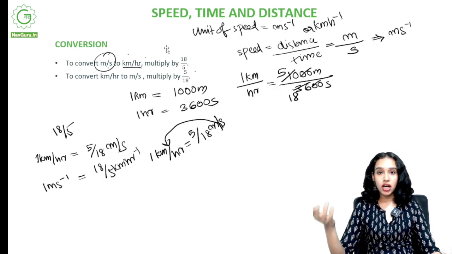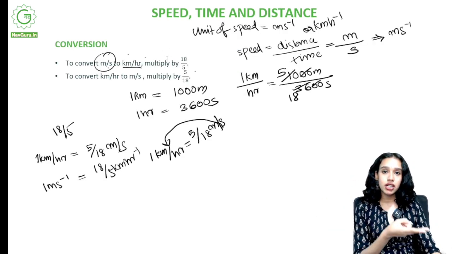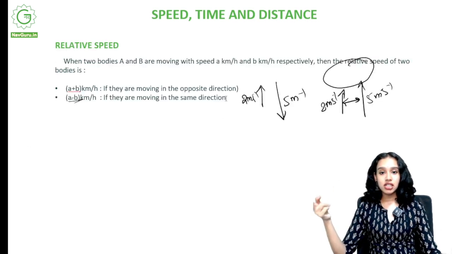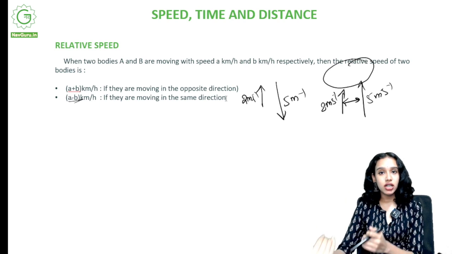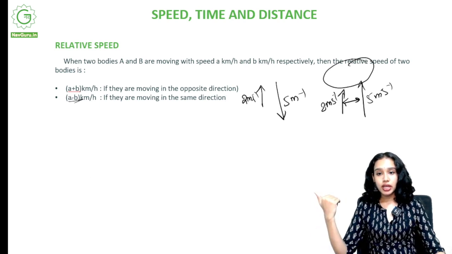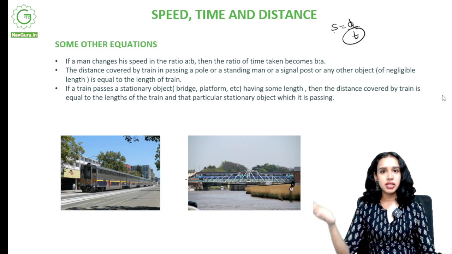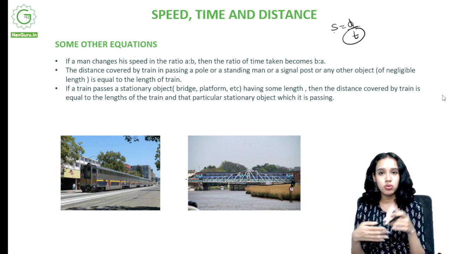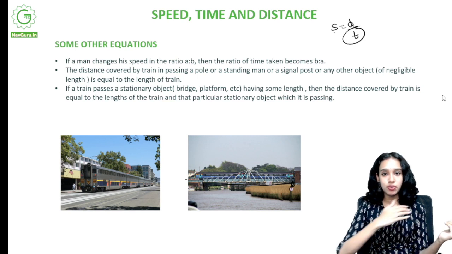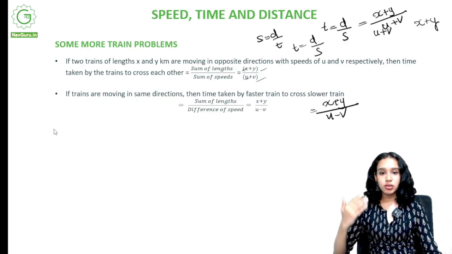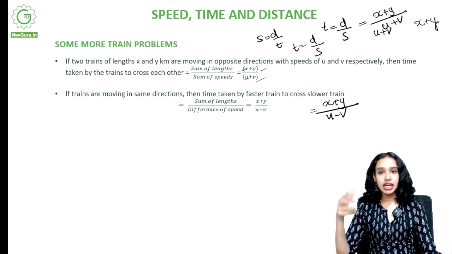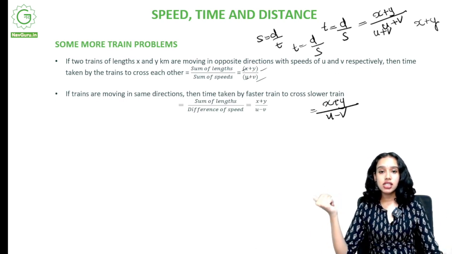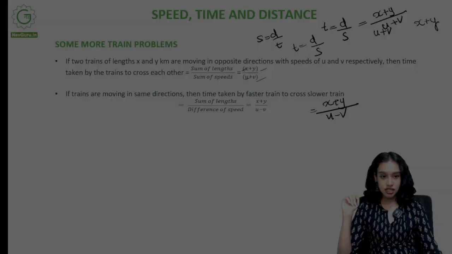Now we learned how to convert from meter per second to kilometer per hour and kilometer per hour to meter per second. Now we have relative speed, that is one object's speed relative to the other object, right? Now we have the cases where the train is passing through. What is the distance when a train is passing in front of a pole? What is the distance when it's passing through a bridge? Then we talked about trains x and y crossing each other in the opposite direction and in the same direction. So this is all about the chapter speed, distance and time.